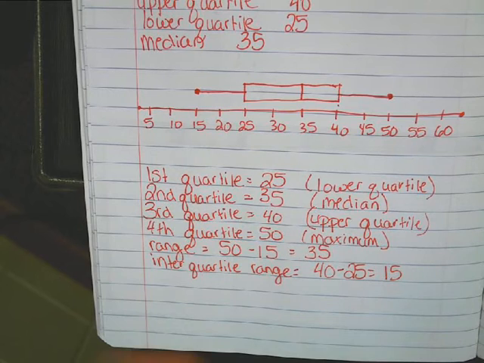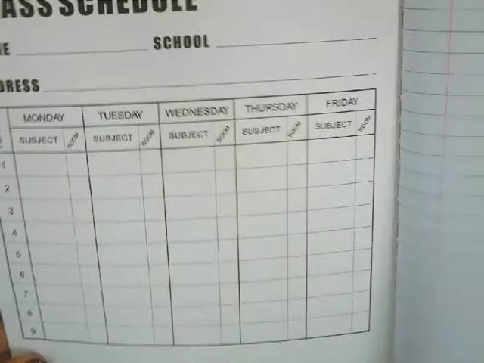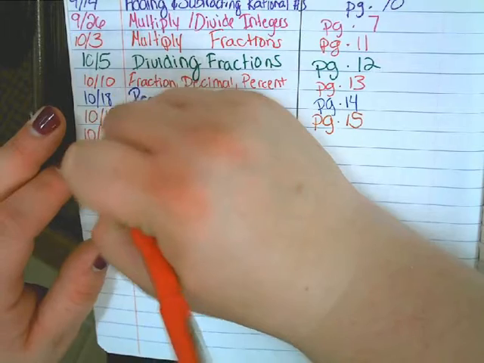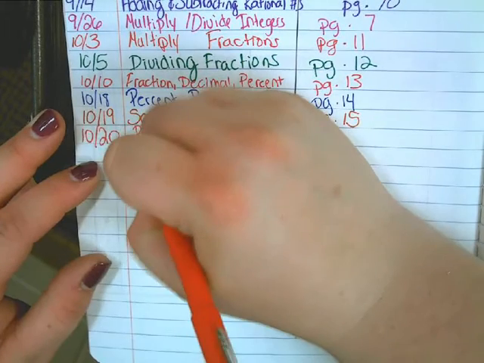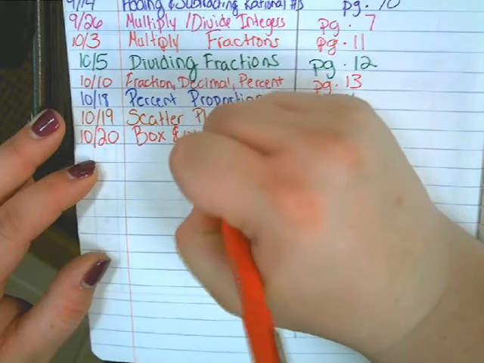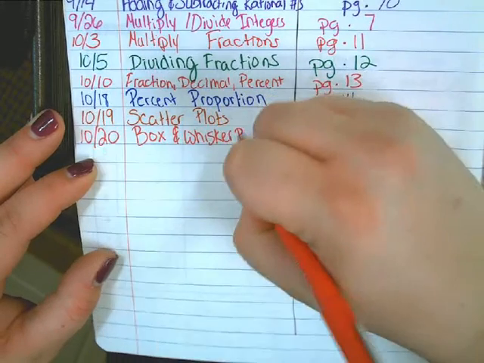Alright, go to page 2. Fill out your table of contents. Today is 10/20, and we did box and whisker plots, and we were on page 16.